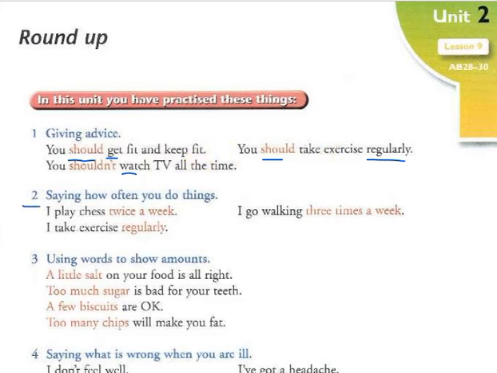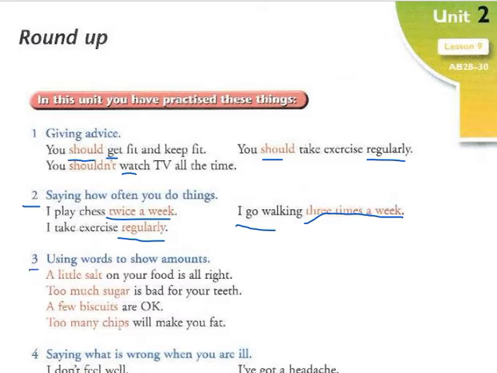بالنسبة number 2 saying how often you do things، كم عدد المرات اللي نسوي بيها الأشياء. For example, I play chess twice a week، مرتين في الأسبوع. I take exercise regularly، بانتظام يعني دائما. I go walking 3 times a week، أنا أذهب للمشي 3 مرات في الأسبوع. Okay, so this is the way of saying how often we do things. Or we can say regularly إذا عندنا شيء نسويه بانتظام.